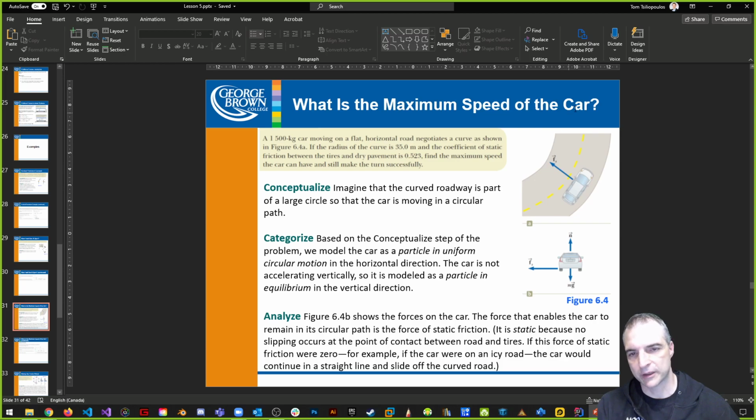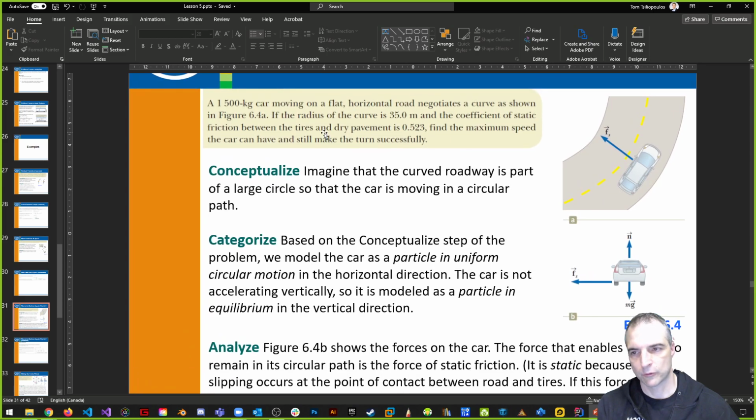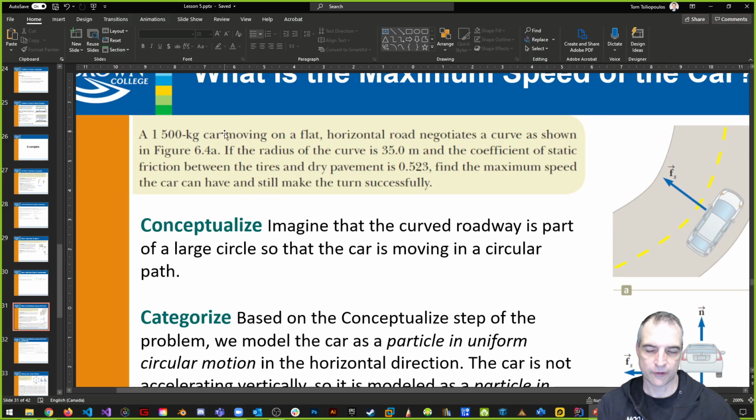What is the maximum speed of the car? Here's another one that you might see. Okay? So zoom in here. So again, a 1,500 kilogram car moving on a flat horizontal road, right? Negotiates a curve as shown in figure 6.4. Here it is. If the radius of the curve is 35 meters, radius from here to the middle, right? And the coefficient of static friction between the tires and the dry pavement is 0.523. So tires being rubber, dry pavement. Find the maximum speed the car can have and still make the turn successfully.